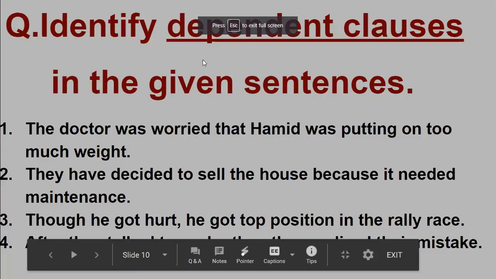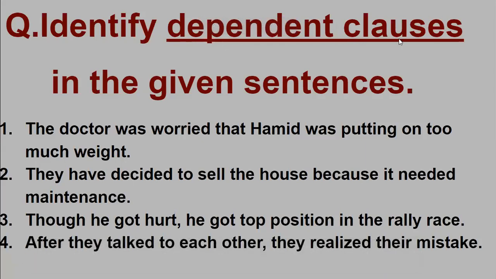Okay, students, see here. Now I've changed the question for you. I did identify dependent clauses in the given sentences. Now you have to find the dependent clauses, and I've given you the sign. How can you detect dependent clauses? Subordinate clauses. So in the first line, where is the subordinate clause?